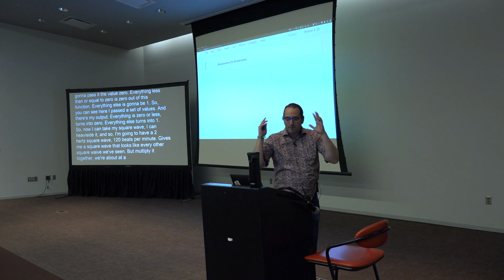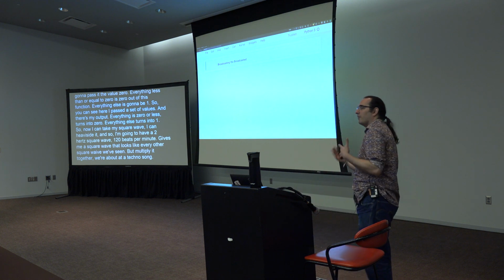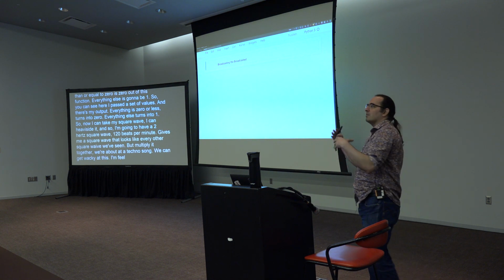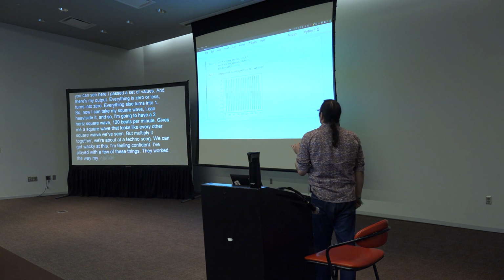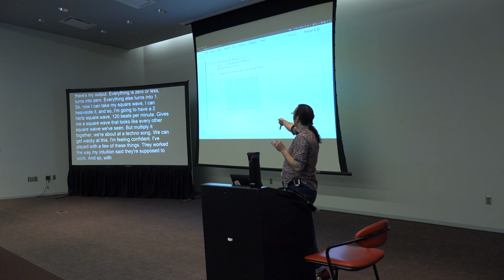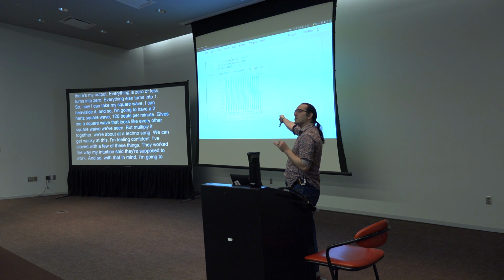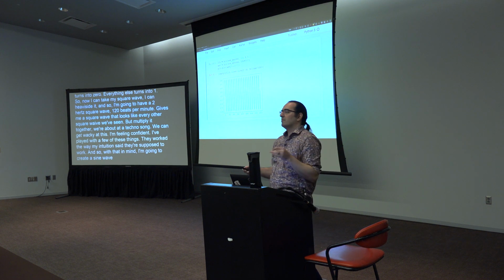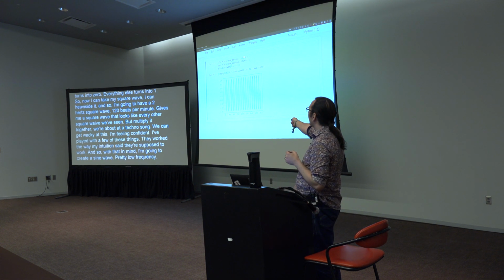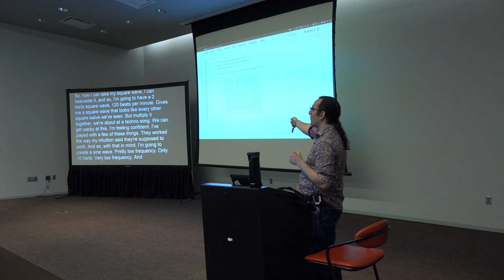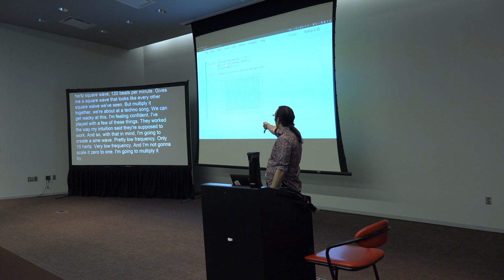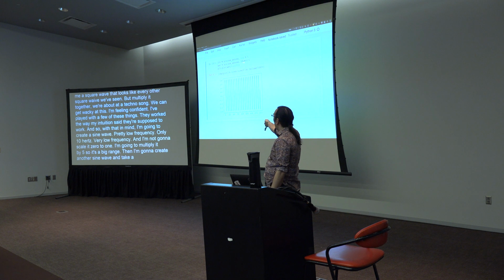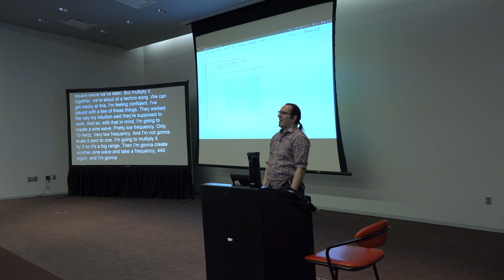I'm going to try an experiment because I'm feeling really confident at this point. I've played with a few of these things. They worked the way my intuition said they were supposed to work. And so with that in mind, I'm going to create a sine wave. I'm going to give it a pretty low frequency. It's only 10 hertz, right? Very low frequency. And I'm not going to scale it 0 to 1 or -1 to 1. I'm going to multiply it by 5, so it's a big range. And then I'm going to create another sine wave, and I'm going to take a frequency, 440 again, and I'm going to take this other sine wave, and I'm going to add them together.